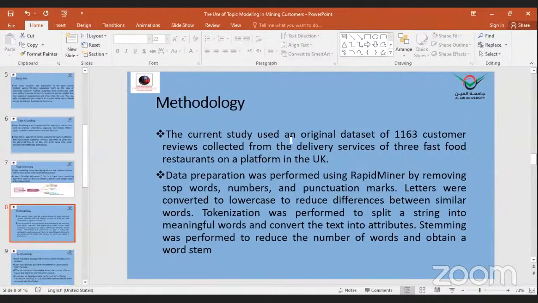Methodology: the current study used an original data set of 1,163 customer reviews collected from the delivery service of three fast food restaurants on a platform in the UK. The data was prepared using RapidMiner software. Stop words were removed, and also numbers and punctuation marks. Letters were converted into lowercase in order to reduce differences between similar words. Tokenization was performed to split a string into meaningful words and convert the text into attributes. Stemming was also performed to reduce the number of words and obtain a word stem.